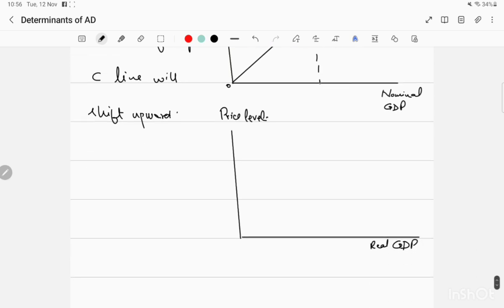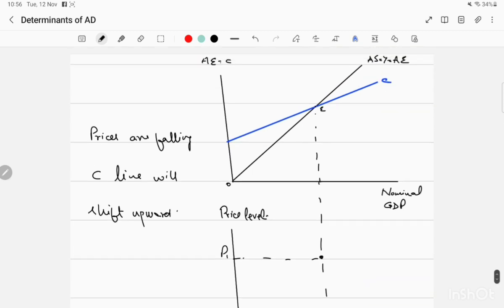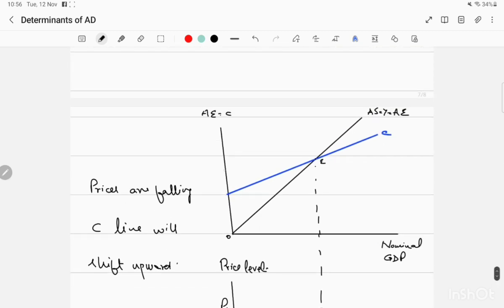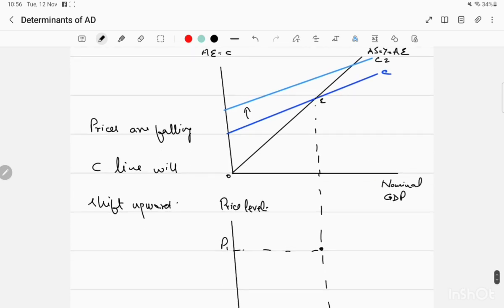In the lower diagram you will find this is the GDP level when prices are P1, and this is the point A. When prices are falling, this consumption line will shift upward. This is now C2. I can make it green for you, or a lighter blue line. So this is C2. Now the consumption line has shifted upward due to the other factors.